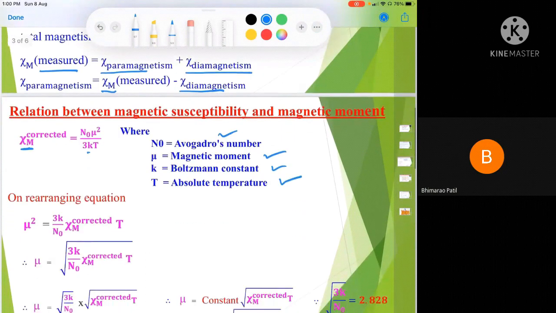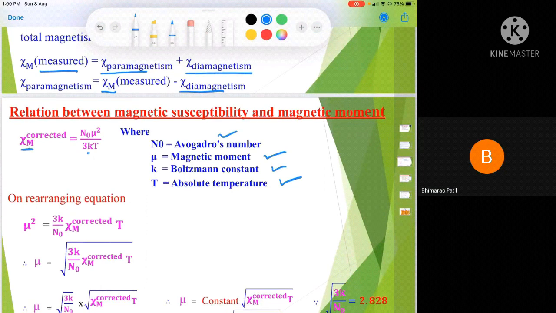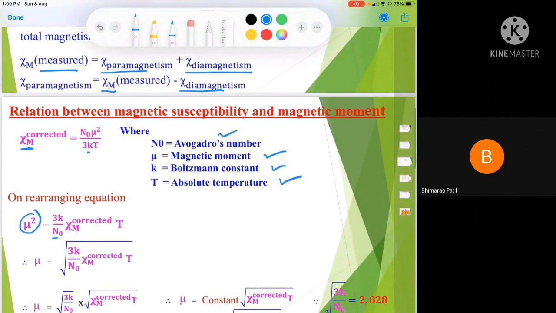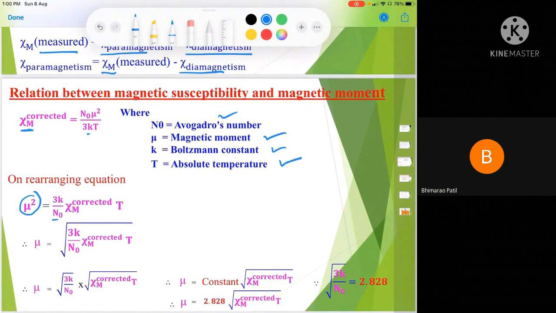On rearranging this equation, we get mu square is equal to 3k into the corrected molar susceptibility into temperature divided by N0. If you take the square root of both sides of this equation, then you will get mu is equal to root of 3k upon N0 into the corrected molar susceptibility into temperature.